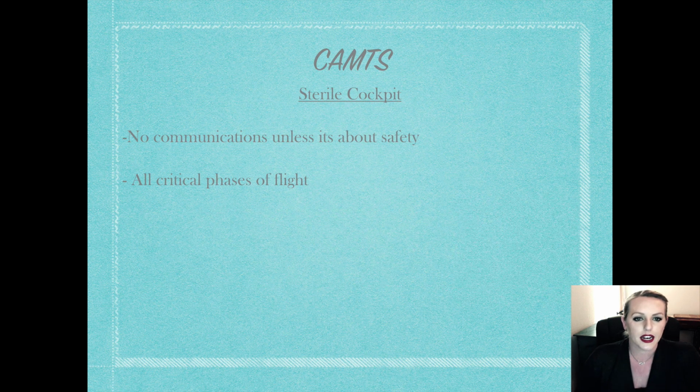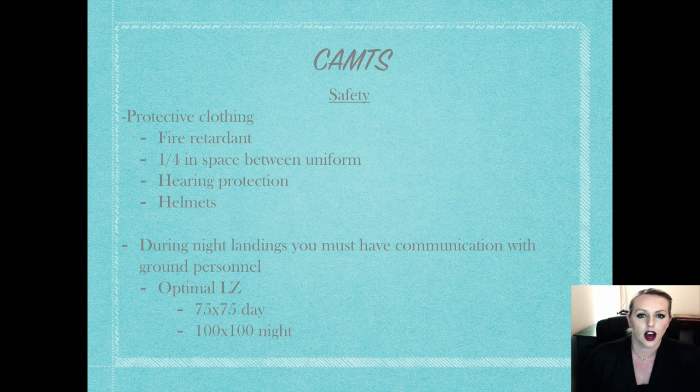Sterile cockpit: no communications unless it's about safety, during all critical phases of flight. Unless you're straight and level cruising, it should be sterile cockpit. As far as protective clothing goes, it needs to be fire retardant, with a quarter inch of space between the uniform and your skin. You should have hearing protection and helmets. During night landings, the main thing you have to have is communication with your ground personnel. And your optimal LZs are 75 by 75 day and 100 by 100 at night.